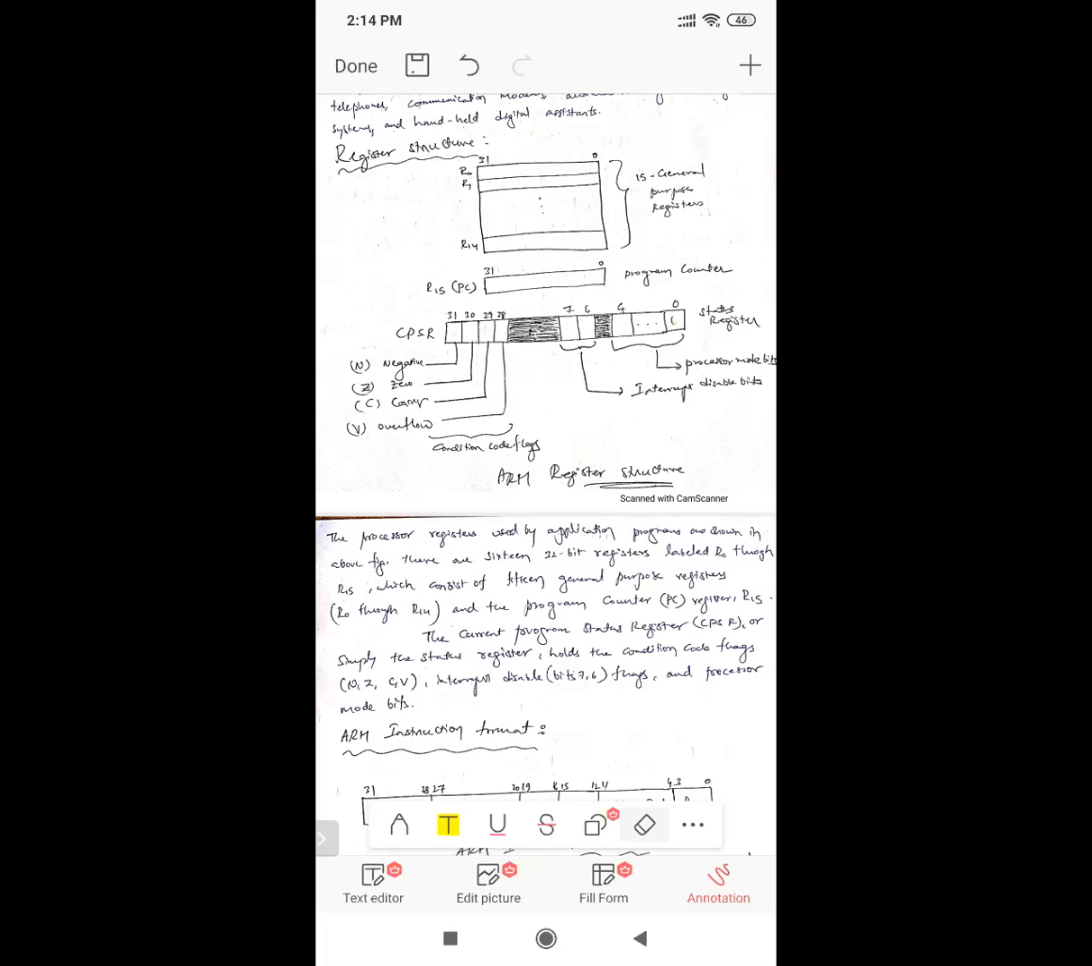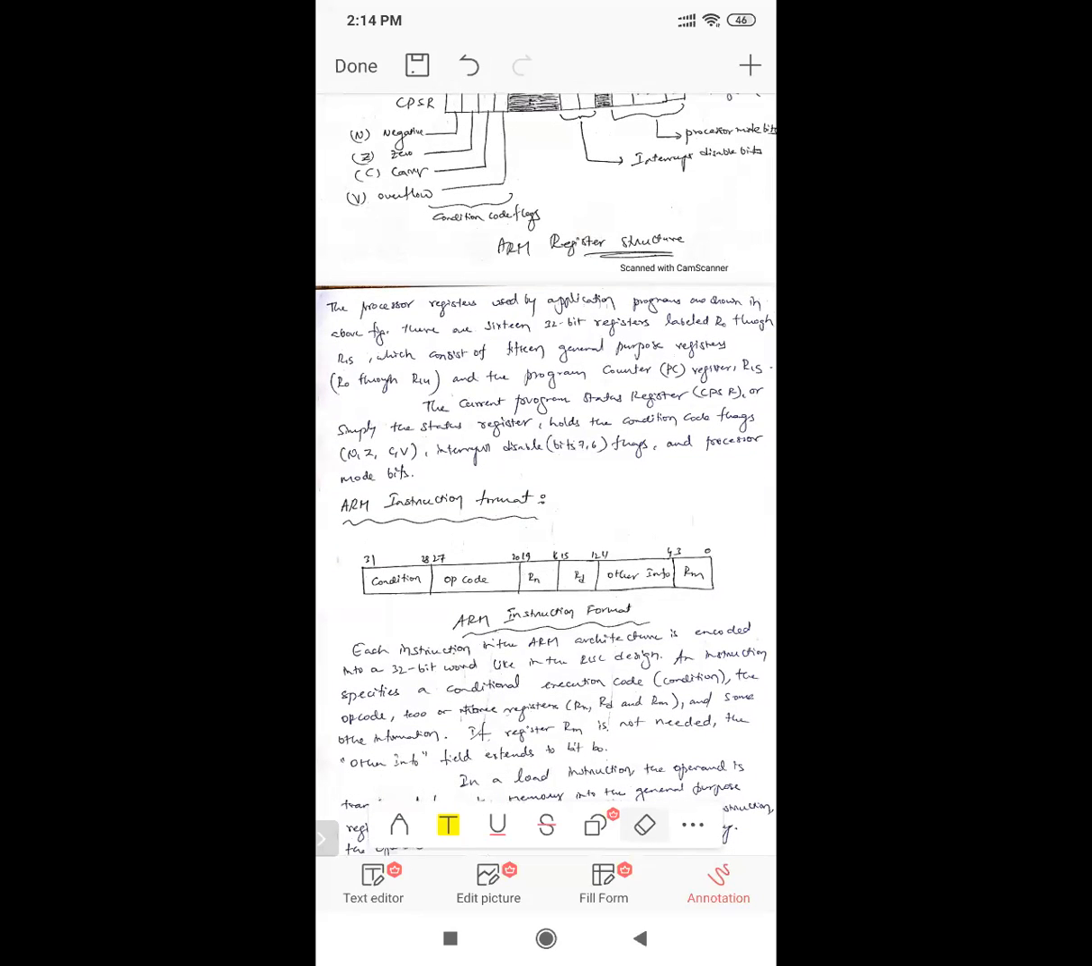And bits 6 and 7 are used for interrupt enable and interrupt disable. When an interrupt occurs, these bits are set, and when interrupts are disabled, these bits are cleared. Okay, it is the current program status register, simply called CPSR.